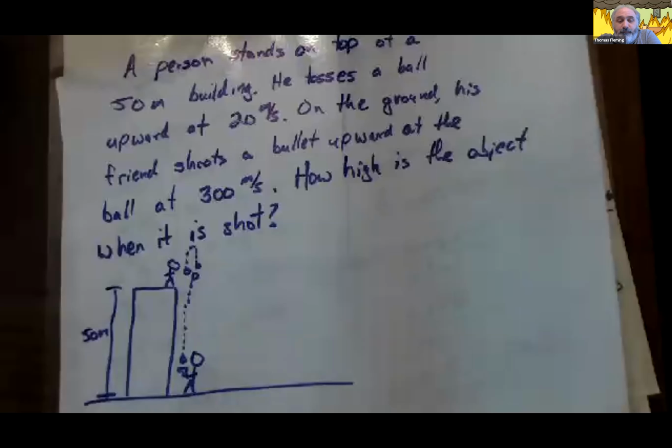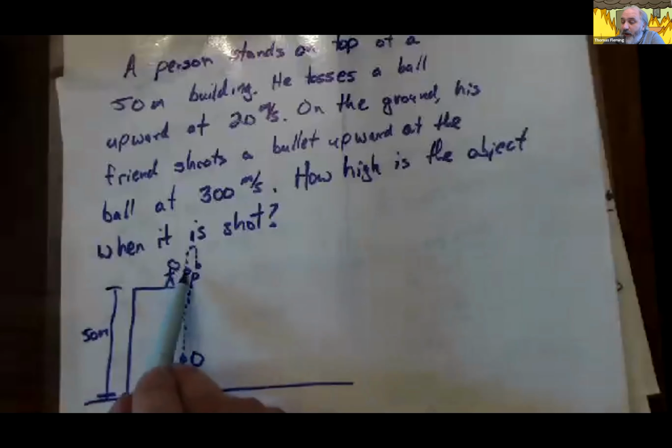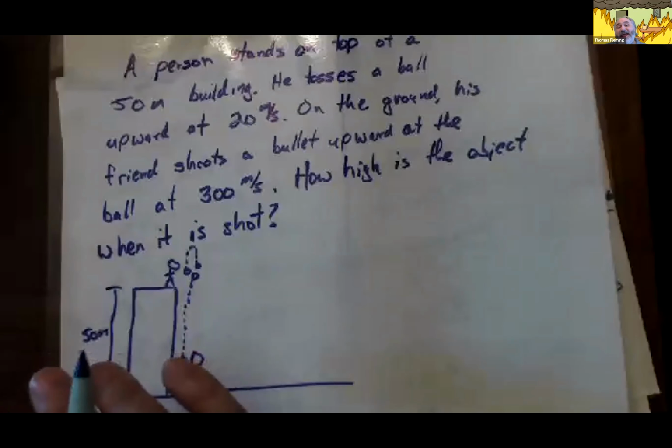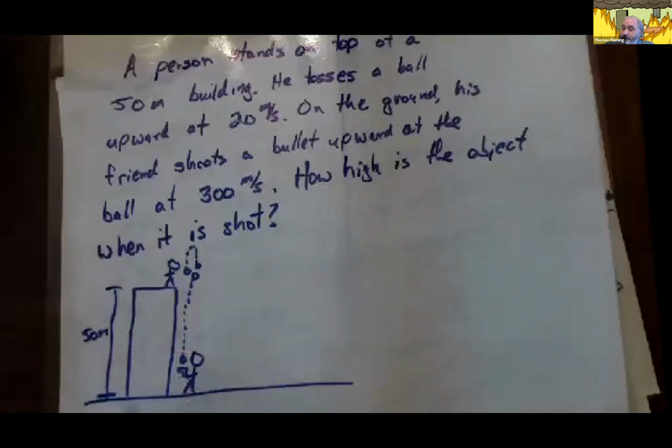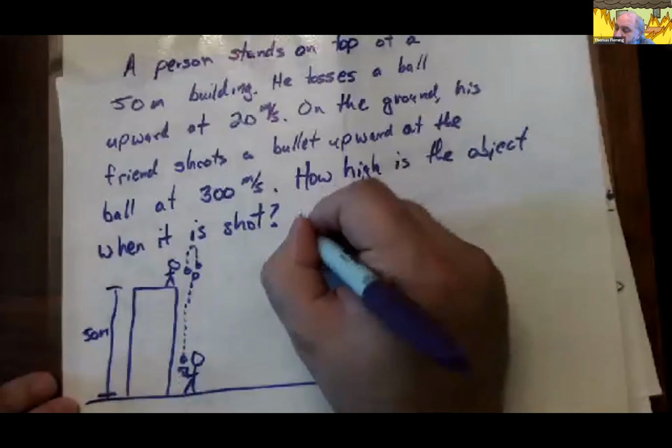So to solve this problem, I've got two objects that are moving. I've got the object that he threw and the bullet that he shot. They're both moving, which means just like in the Velociraptor question, I'm going to have to break down and do an inventory for both the bullet and for the ball. Let's do the ball first.